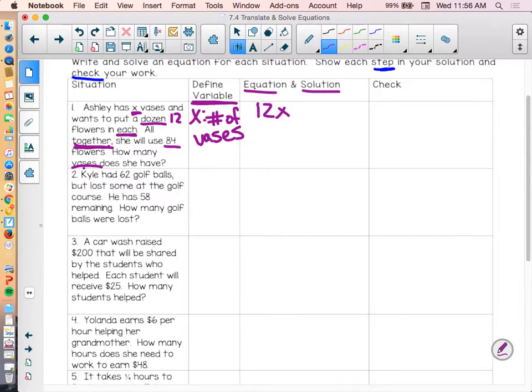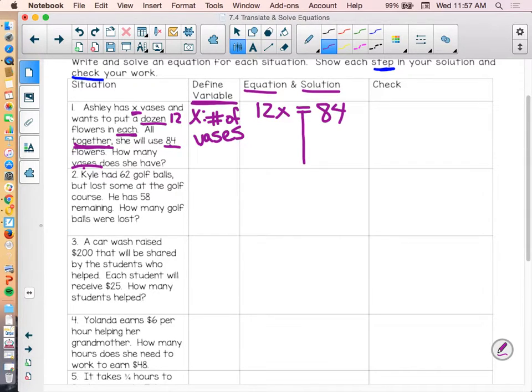That should signify to you that it's going to have an equal sign and that the answer is coming up, 84. Now I've got my equation. I look at it and see that it makes sense. Does 12x equal 84 make sense? Well, I think so. If I take the number of vases and multiply by 12, then it would equal 84.